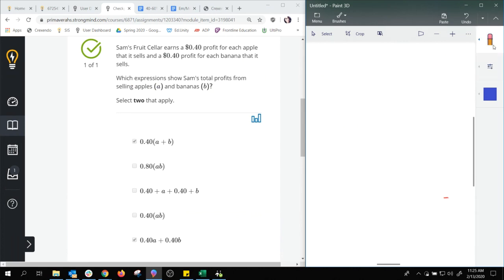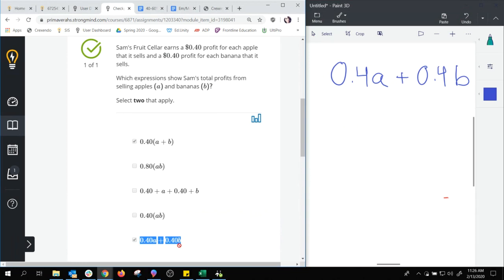Okay, well, how much money does he get when he sells an apple? How much does he get for each apple he sells? 40 cents, right? So 0.4A for apple. And he's also earning a profit for bananas. How much does he get every time he sells a banana? 0.4 again. Perfect. So this one down here works because that's exactly what we have here.